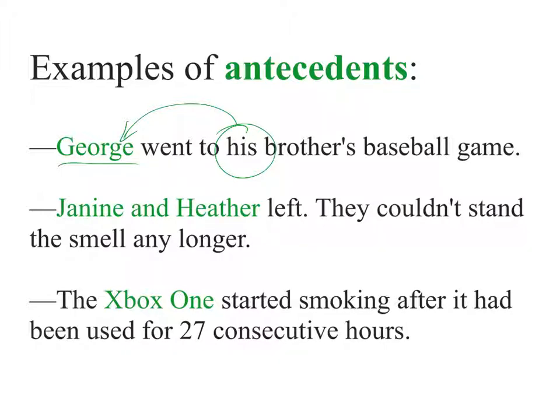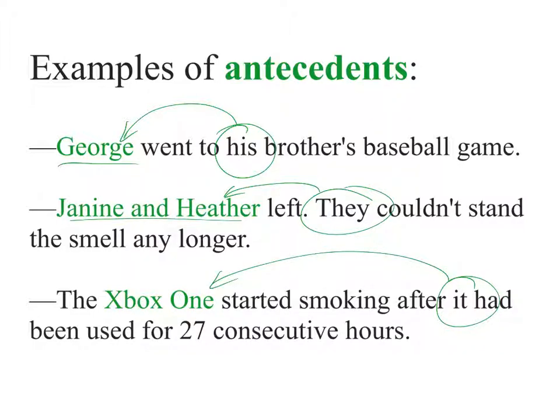Next one, "Janine and Heather left. They couldn't stand the smell any longer." So "they" is the pronoun. Who does "they" refer to? Well, Janine and Heather. So Janine and Heather would be the antecedent of "they." The next one, "The Xbox One started smoking after it had been used for 27 consecutive hours." "It" is the pronoun. What does it refer to? Refers back to Xbox One. So Xbox One would be the antecedent.